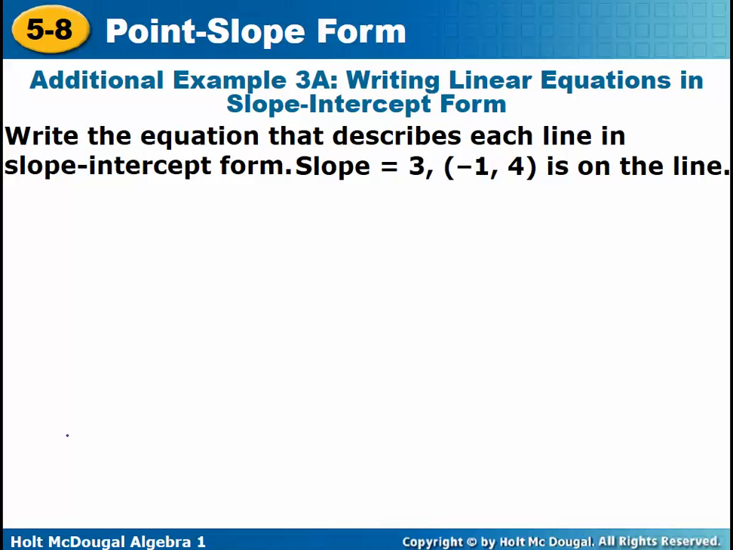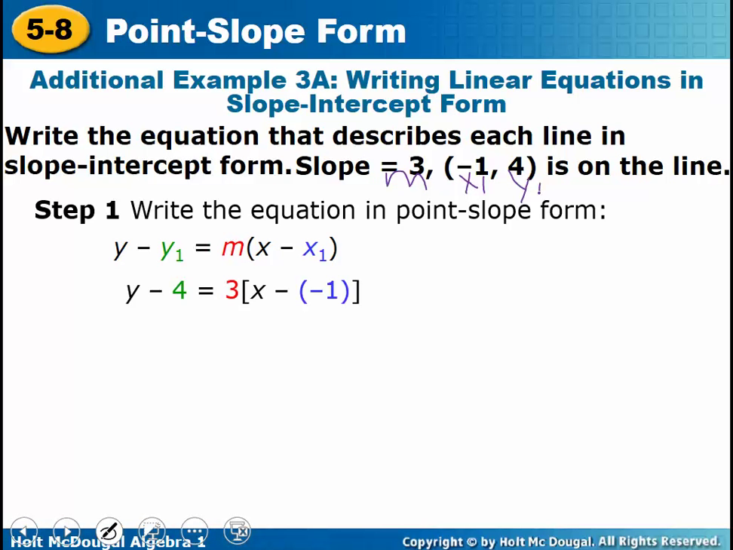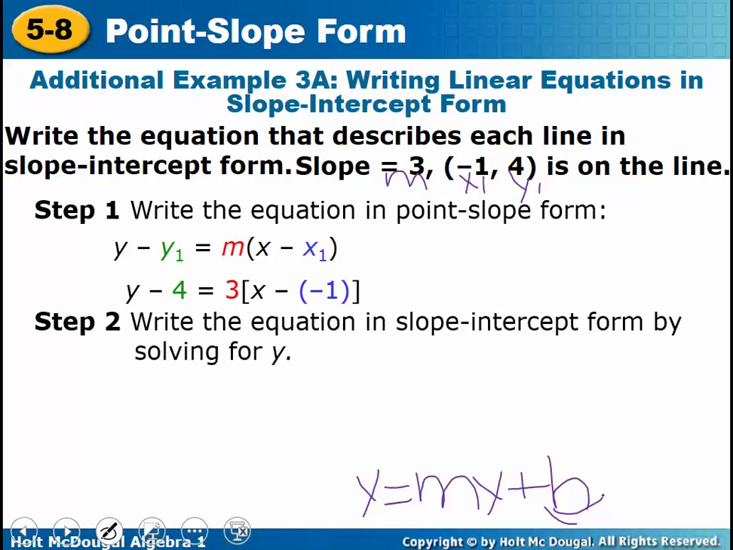And then the last thing we're going to do is go from point slope form to slope-intercept form. So start by writing it in point slope form, using m for 3, and -1 for x sub 1, and 4 for y sub 1. And simplify that. So writing it, remember that slope-intercept form is y equals mx plus b. So it looks a little different. We don't want y minus y sub 1, we want just y. Basically, all you have to do is solve this for y.